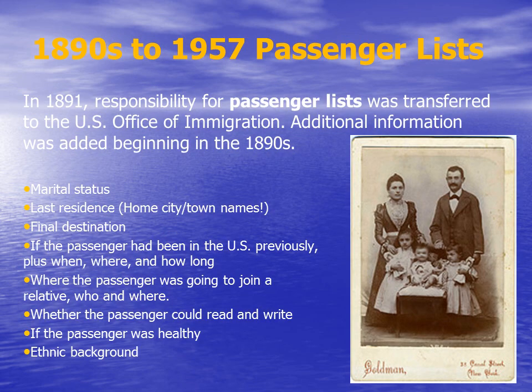After 1890, passenger lists became much more expansive, as you can see from this slide. In 1891, the responsibility for them was transferred to the U.S. Office of Immigration, and you get a much more detailed view of the person who is immigrating.